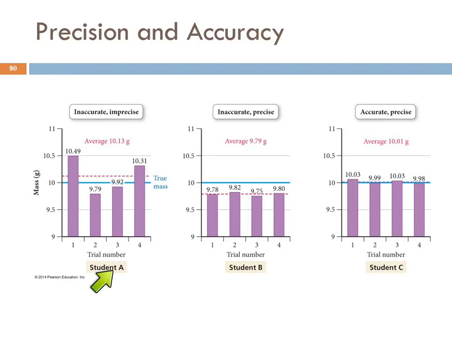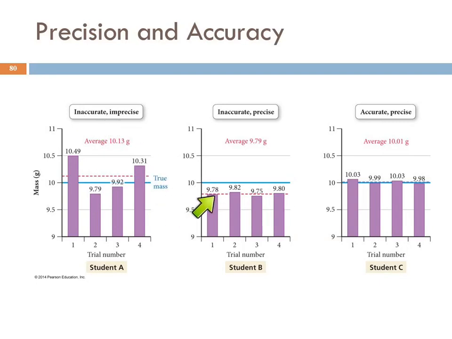So here's student A. And here we have his first trial. It was almost 10.5 grams. And his second trial, his third, and his fourth. And so we see that here is the true value. And his values are all over the place. This one's really high. That one's really low. So this is not precise, because his 4 results here vary widely. And his average isn't great either. It's above the true value by a significant amount. So this is inaccurate and imprecise.